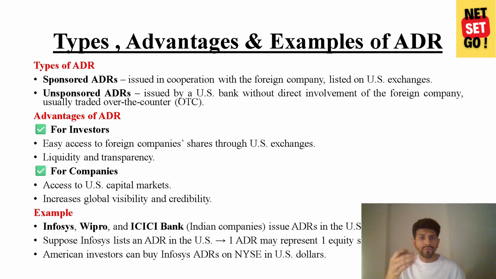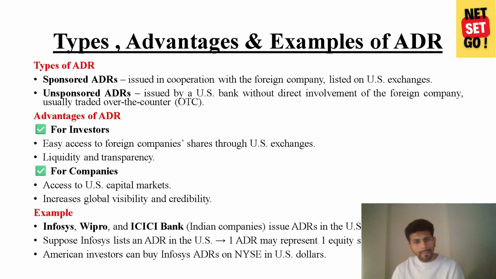Now what are the types of ADRs? There are two types of ADR, sponsored ADR and unsponsored ADR. Sponsored ADRs are issued by a bank in cooperation with the foreign company, and unsponsored ADRs are issued without involvement of the foreign company. What are the advantages of ADR for the investors and for the companies? For the investors, the advantages are easy access to foreign companies, and liquidity and transparency because the ADRs are traded over a stock exchange.